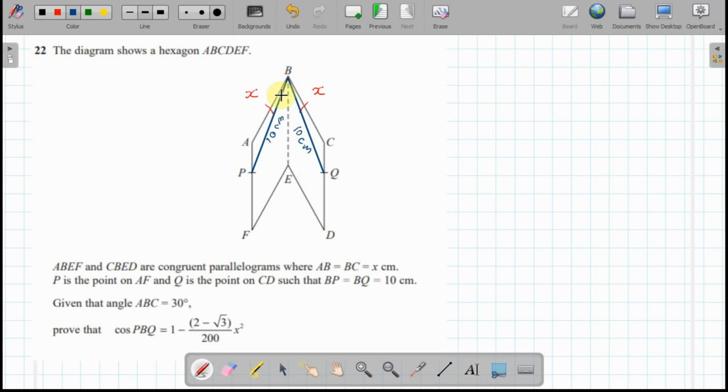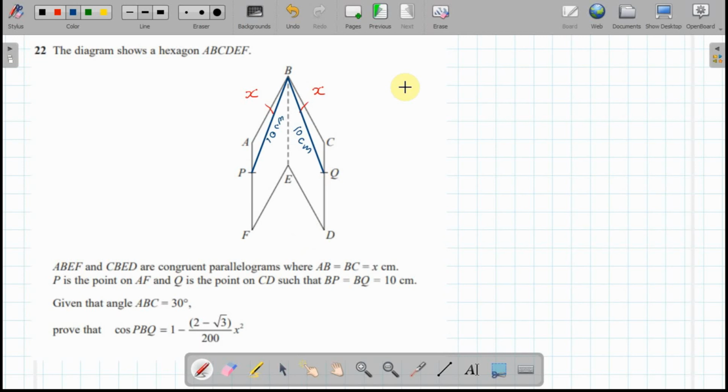Okay, they give you the angle ABC is 30. And you have to prove cos PBQ equals 1 minus, in brackets, 2 minus root 3 over 200, x squared. Okay, let's get started.